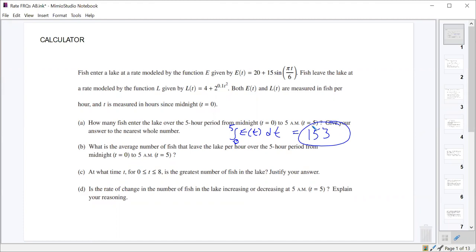Part B, the average number of fish that leave the lake per hour over the 5-hour period. Well, that's just the mean value theorem. We're looking for the average value, so that's the mean value theorem for integrals: 1 over b minus a times the integral from a to b of L of t dt, which came out to be what? Guess I could pull up the scoring guidelines so I could tell you how many points things are worth too. 6.059 fish per hour, I think. 6.059 fish per hour. Everybody good with that? Yeah. The integrating part just gives us the number of fish that leave, and then dividing it by the 5 gives you the average.